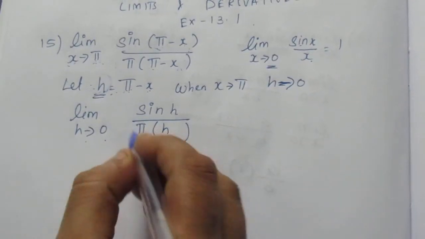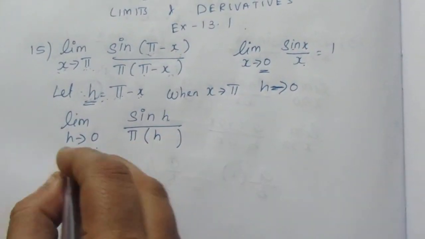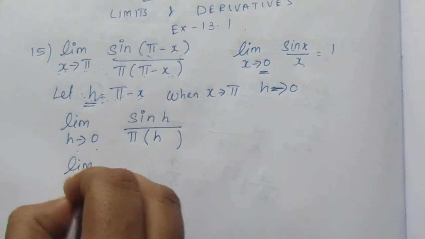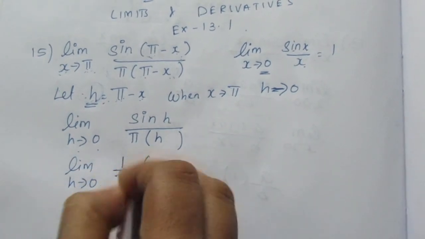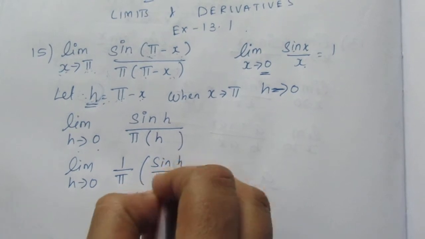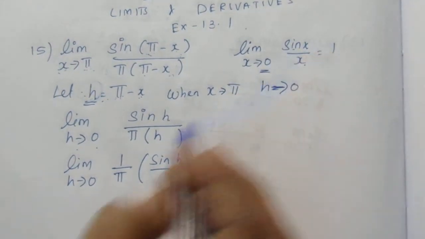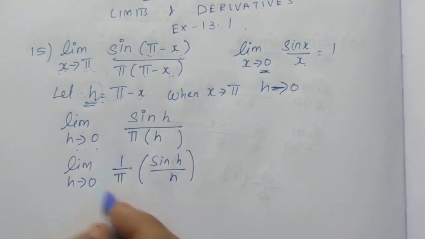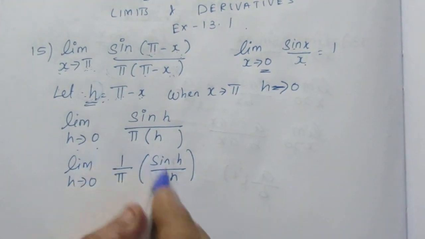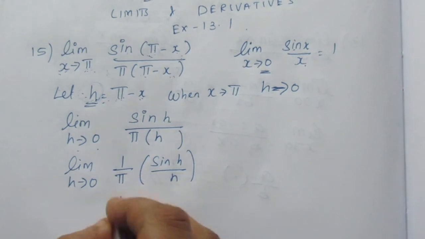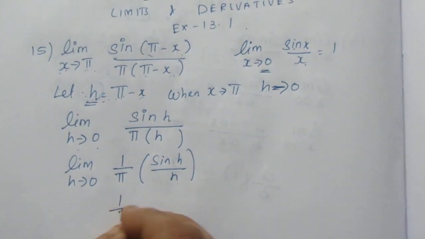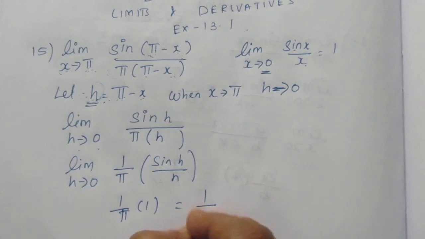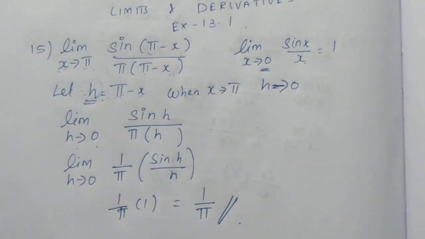So we know that pi is a constant term. Taking the constant term outside, limit h tends to 0, this becomes 1 by pi into sin h by h. It is in the form of the sine formula, so we can directly substitute. The constant term will stay as it is, as I told before, and by substituting the limit value, it becomes 1 by pi into 1, which is nothing but 1 by pi. This is your final answer for the sum. That's all with the sum. Thank you.